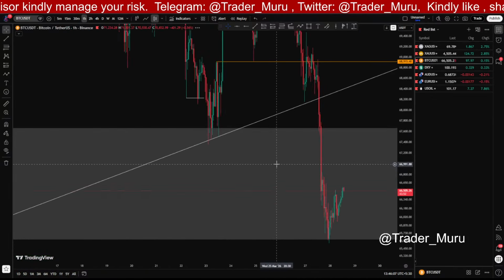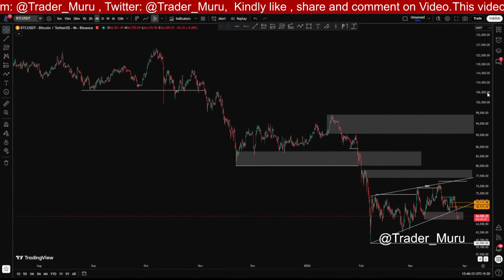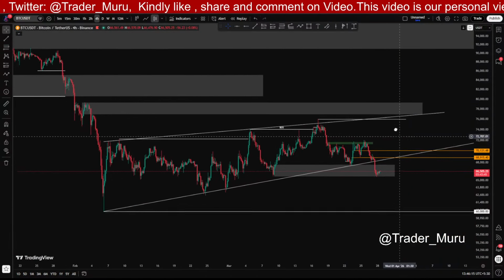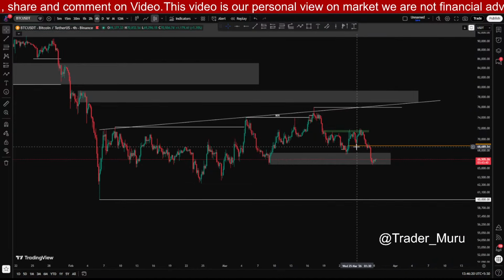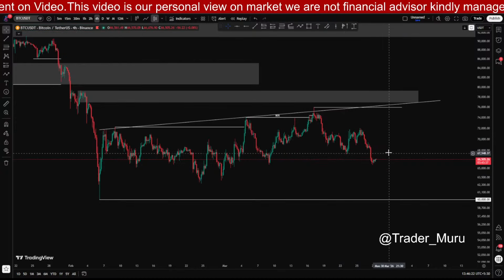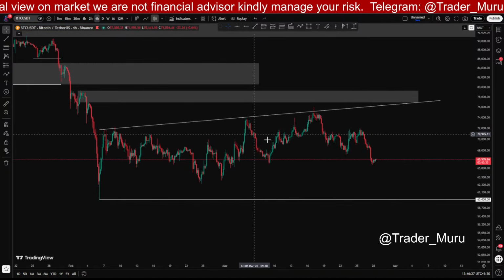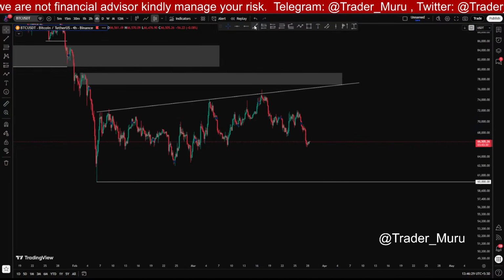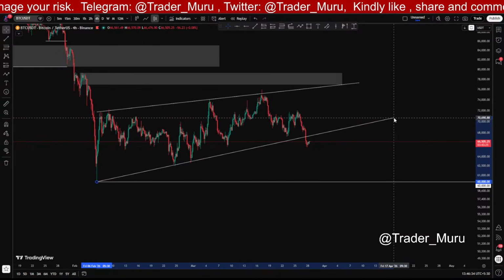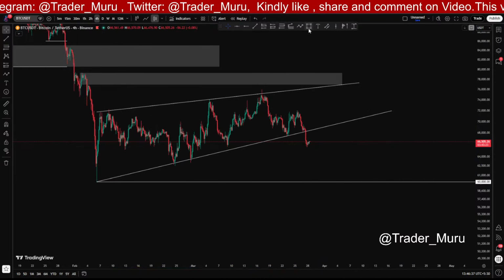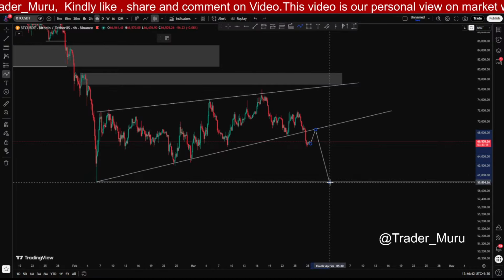For BTC, we have bad news. Price did not hold this area, and now we have a breakdown. So a retest will be a short opportunity here. Price will pump, retest here, and this will be your target.